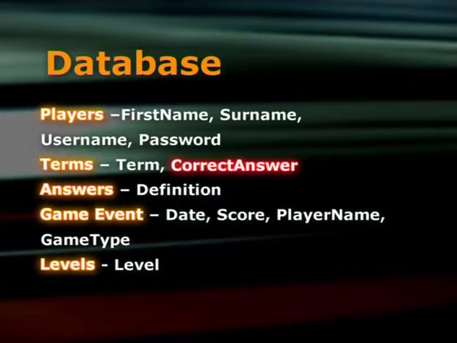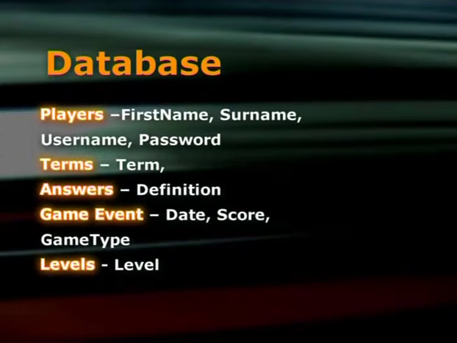The correct answer belongs in the answers table, and the player's name belongs to the player. It will be the player's username. We must not store data in 2 places, so we remove those fields. But there is a relationship between the game event and the player, and between the term and the answer. Are we deleting those? We're not deleting them or the relationships between the levels table and the other tables. You'll see later how we show relationships.